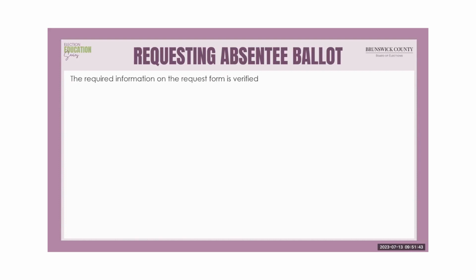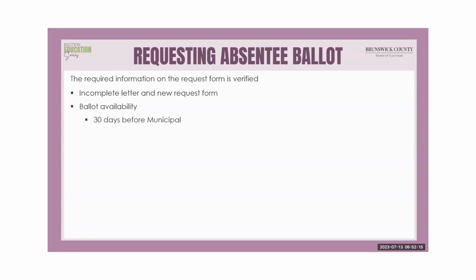When our office receives the electronic or printed request form, the required information on the request form is verified. If the request is incomplete, an incomplete letter and new request form is sent to the voter for correction and resubmission. For example, the North Carolina driver's license number or last four of the voter's social security number were not provided, or there's no record of the voter's registration, or the request was not signed.